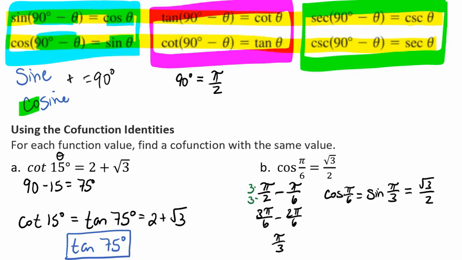So in this case, our cofunction with the same value as cosine of pi over 6 would be the sine of pi over 3. And that's how you use cofunction identities to find a cofunction with the same value.